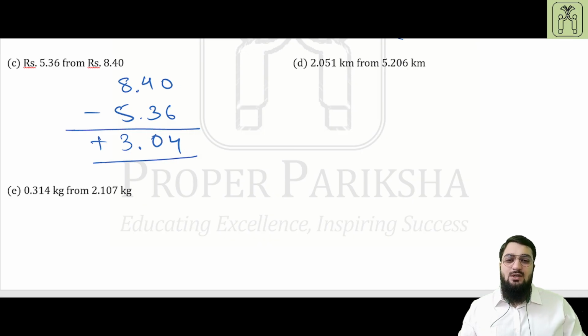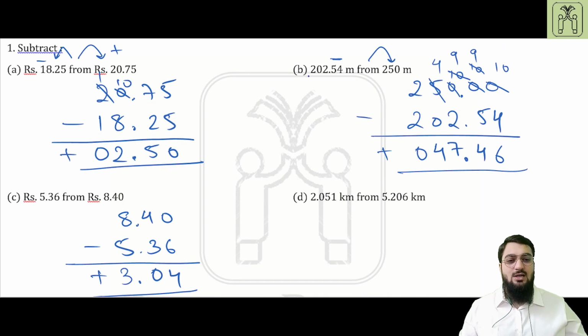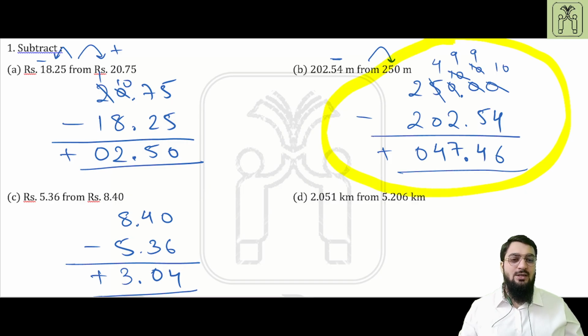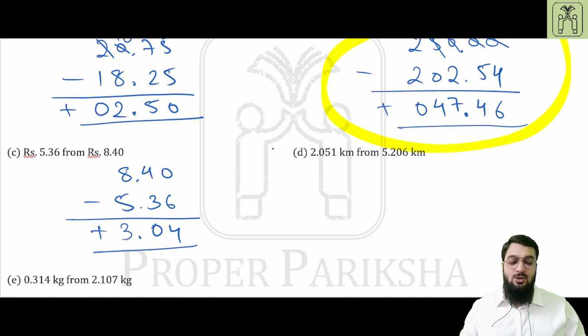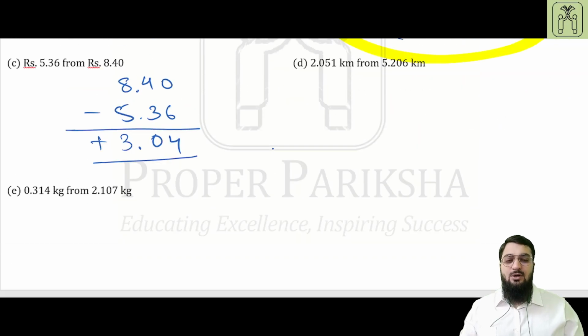So do consult the previous part, that is part B, in order to understand how to subtract a number having multiple zeros at the end. Okay, this will give you the proper method to subtract two numbers having multiple zeros at the right end. Okay, coming to part D.